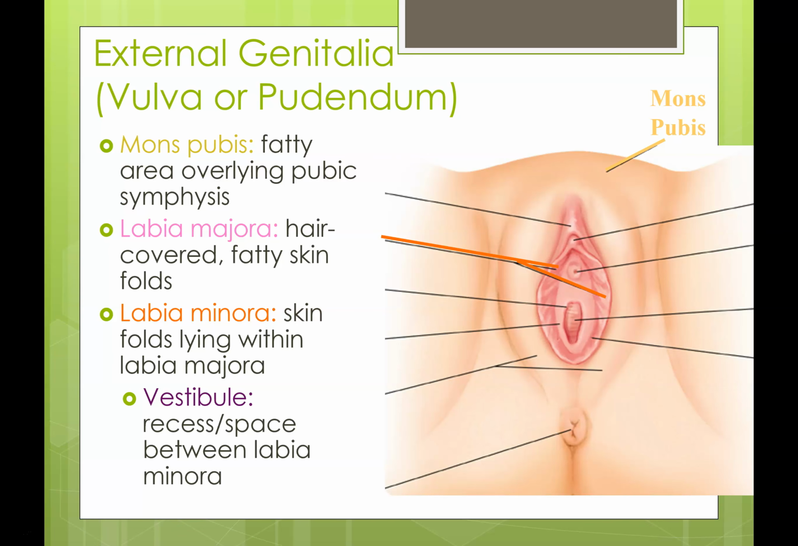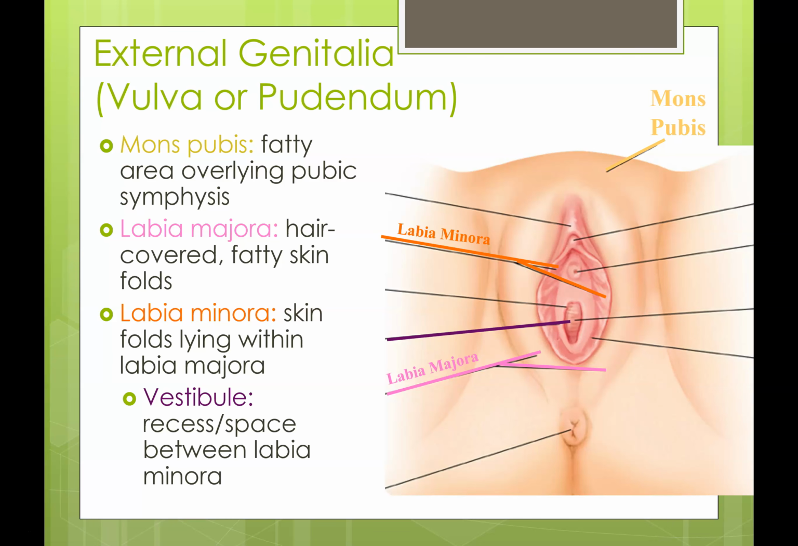The labia majora is going to be the outer lips here, and this is usually the area that is covered with hair and also contains a lot of fat, and will be the structure we find most lateral to our vulva. Vulva is just referring to the external genitalia in a female. And then we have the vestibule, which would be the recess or space between the labia minora.